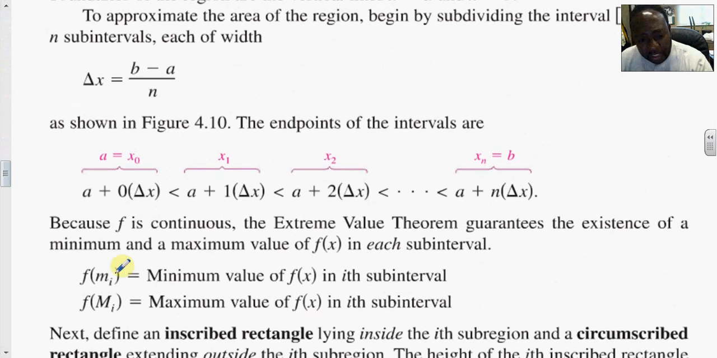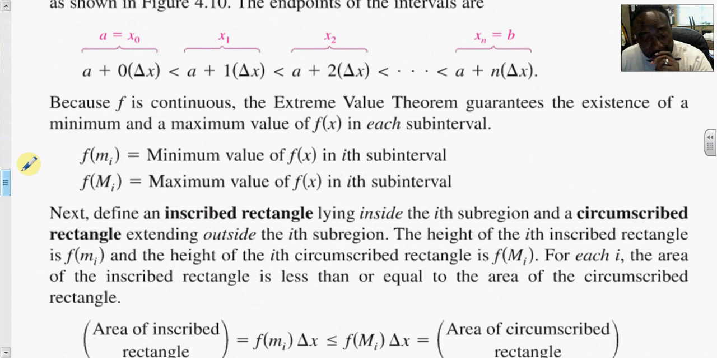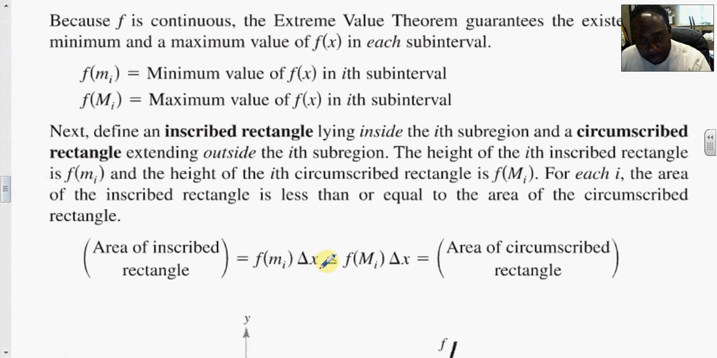And so we say that the minimum value of f of x in the ith subinterval is f of little m sub i. So some minimum value. And then f of capital M of x is the maximum value of f of x in the ith subinterval. So obviously what we want is in between. It's going to be a number in between that.